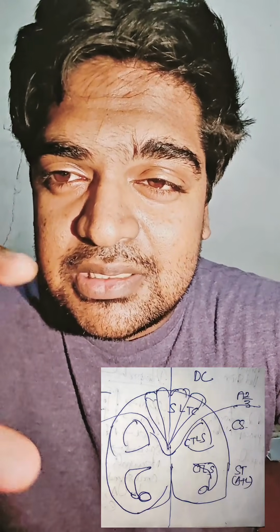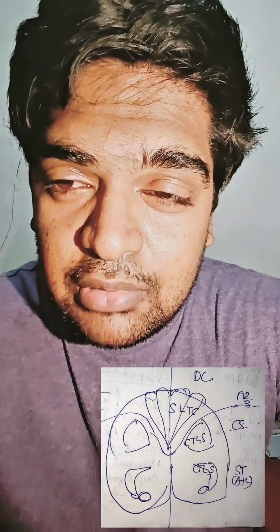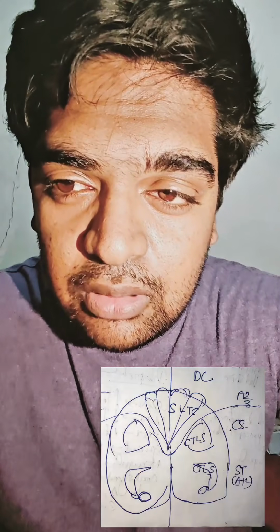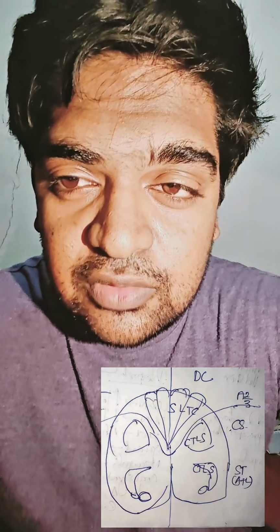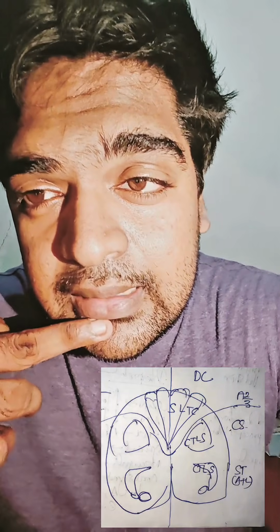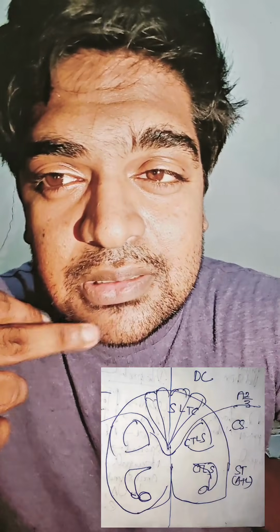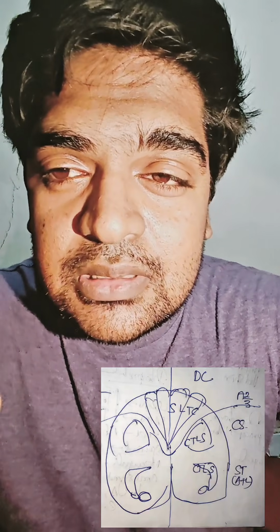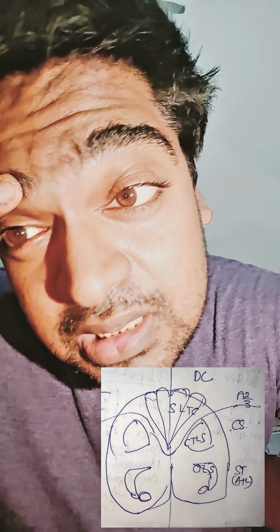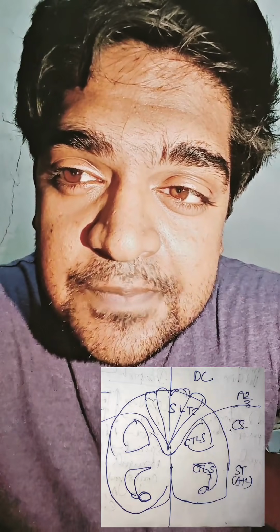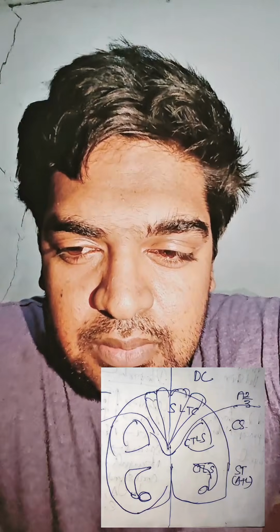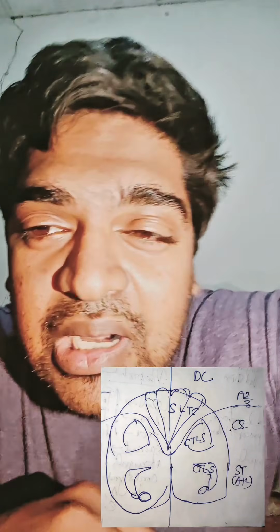If you can correlate the diagram properly with the tracks that are involved and what these tracks function for, then it's fairly easy work interpreting the cord syndromes. So let's get started. So the first one, a complete cord transection.